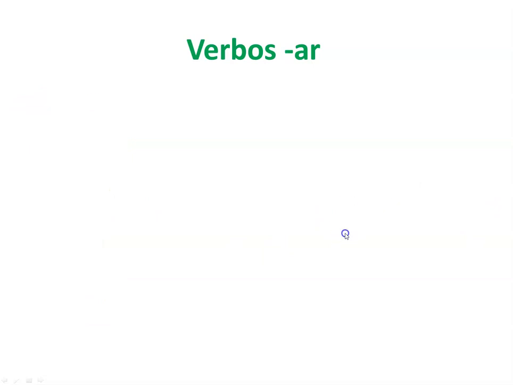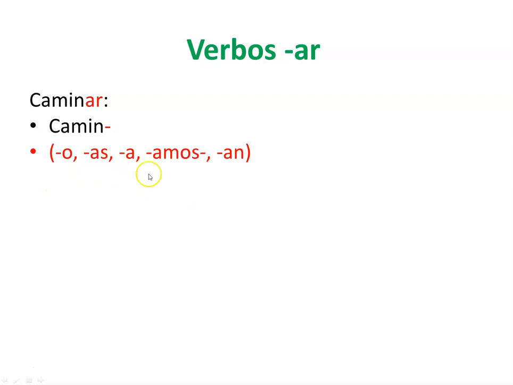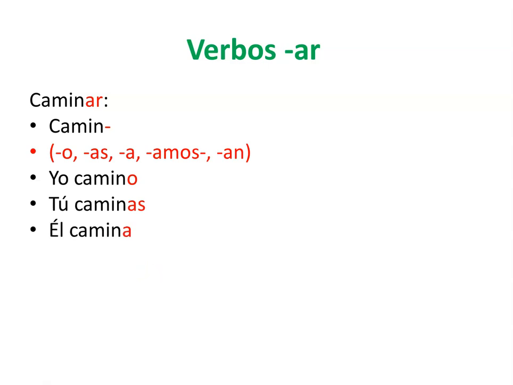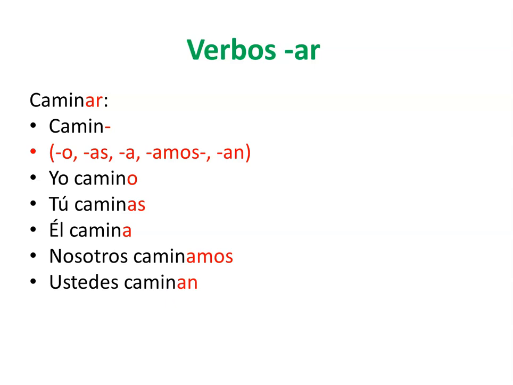Let's conjugate one. Por ejemplo, caminar. Okay, so the first step is to drop the ending of the infinitive, the AR. And then we are going to add the ending depending on the person that we are going to use. In this case, we're going to use all of them. So, yo camino, first person singular. Tú caminas, second person singular. Él camina, third person singular. Plurals, first person. Nosotros caminamos, second person. Ustedes caminan, and then third person, ellos caminan.